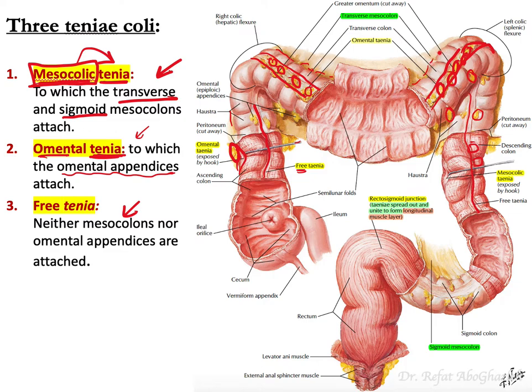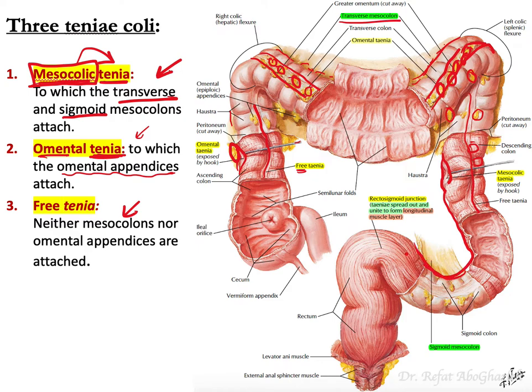Okay, we said that the mesocolic tenaculi is the one to which the transverse and sigmoid mesocolon are attached. So this is the transverse mesocolon, as you see here, attached to it. What about the sigmoid? Again, here is the sigmoid colon, and this is the sigmoid mesocolon that hangs the sigmoid colon to the posterior abdominal wall, as you see here, and here it is attached to the mesocolic tenaculi. Okay, here it is flipped also to show you where that is. It's in the back here. So this is a part of it. So also it's here all the way.